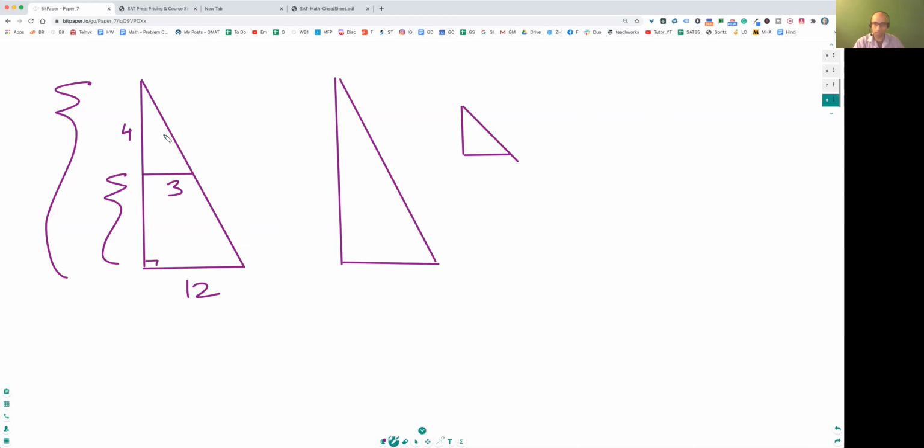So remember, what's going on here? You've got this bigger triangle, which I've drawn over here, right? And the smaller one. So let's look at the smaller one, guys. 3 and 4, right? And this is 12. And then find out what is this.